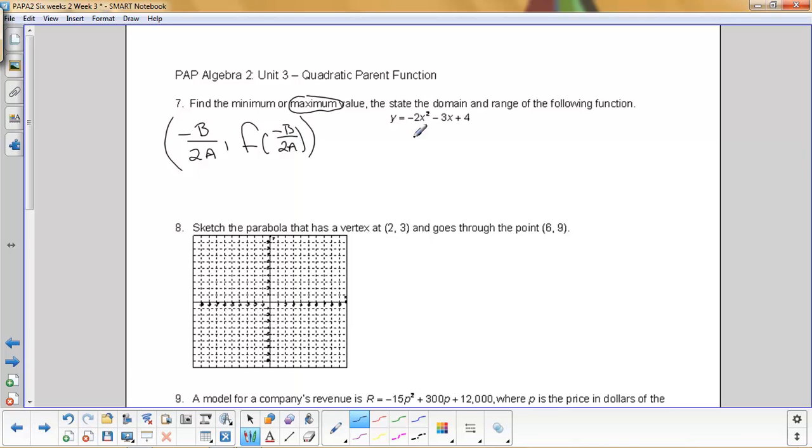Okay? So the opposite of b over 2a is 3 over 2 times negative 2. So that's going to be 3/4. So our x value is going to be negative 3 over 4. And now we plug in negative 3/4 for all of the x's to find your y.